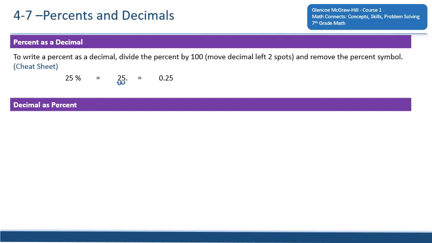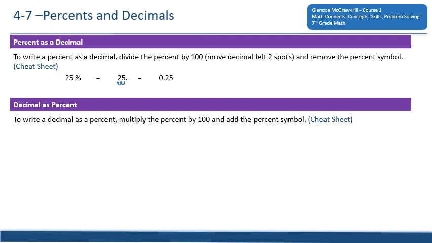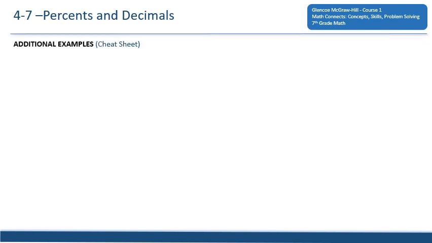And if I'm going to write a decimal as a percent, multiply by 100 and add the percent symbol. So 0.58, I'm going to multiply that times 100. So I move the decimal 2 places to the right. I get 58%. Write 47.8% as a decimal. If I divide that by 100, I move the decimal point 2 places to the left, and I get 0.478.